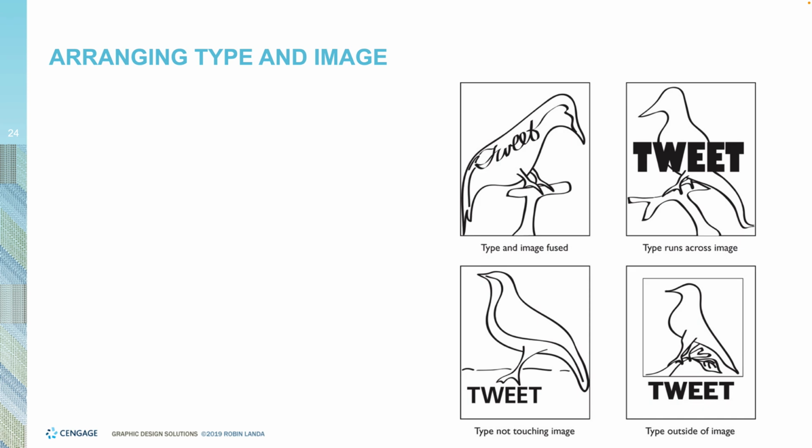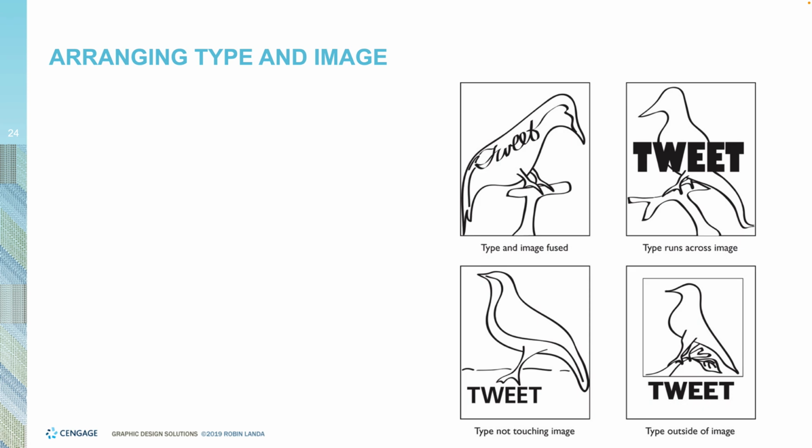We go back and think about that type and image emblem. What happens if we remove the text from the umbrella? What do we understand? What happens if we remove the umbrella out of it? In this case, we're dealing with type and image fused. So you can see the text in there. It's part of the bird. It goes through to define what we have for the bird.